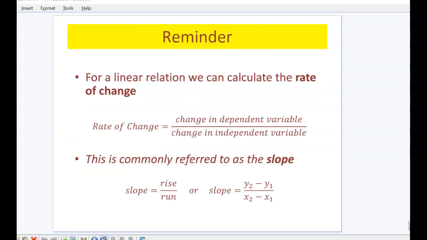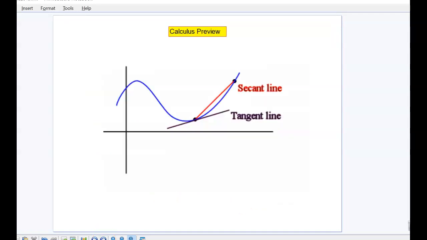All right. Reminder, for a linear relation, we can calculate the rate of change as the change in the dependent variable divided by the change in the independent variable. And this is commonly referred to as the slope, and we talked about that in Chapter 5. And slope is rise over run, or we can use the formula y2 minus y1 divided by x2 minus x1.